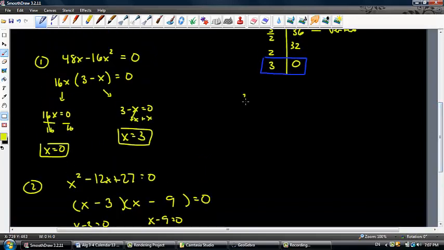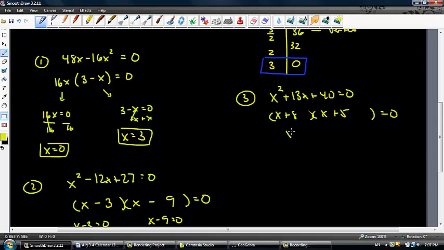So let's do another one. Example 3. Let's go x squared plus 13x plus 40 equals 0. I'll go through this a little bit faster. I get x plus 8, x plus 5 equals 0. Therefore, x equals negative 8, negative 5.